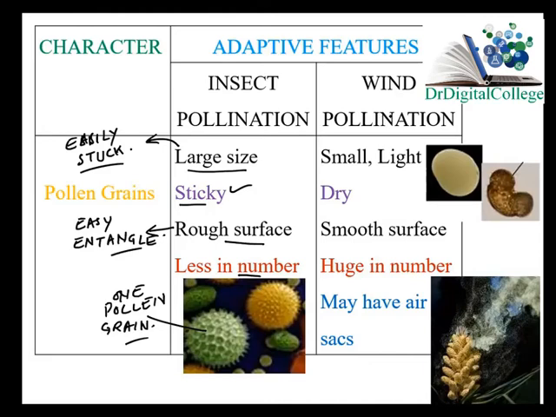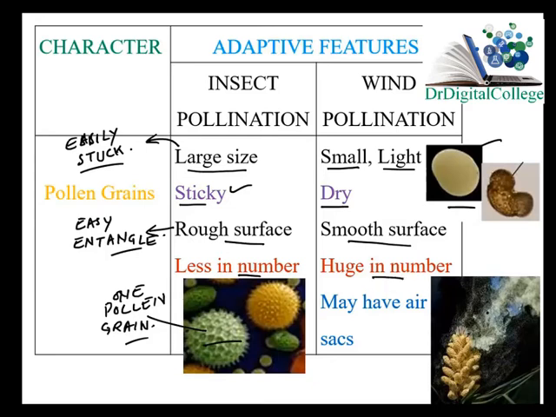On the other hand, wind pollinating flowers have pollen grains which are very small in size and lightweight. Okay, they are also dry. They are dry so that they will not clump up. They will not be agglutinated. They will not make a ball-like structure which will fall down. And they have a smooth surface. This is the pollen grain. You can see that it has a very smooth surface as compared to these pollen grains which do not have a smooth surface. And they are huge in number.